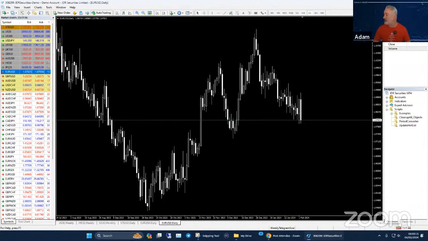Okay, so the next thing is, I'm just grabbing the annotation tool. So the next thing that we want to do is find market conditions that are safer for us to trade, that have a higher probability.